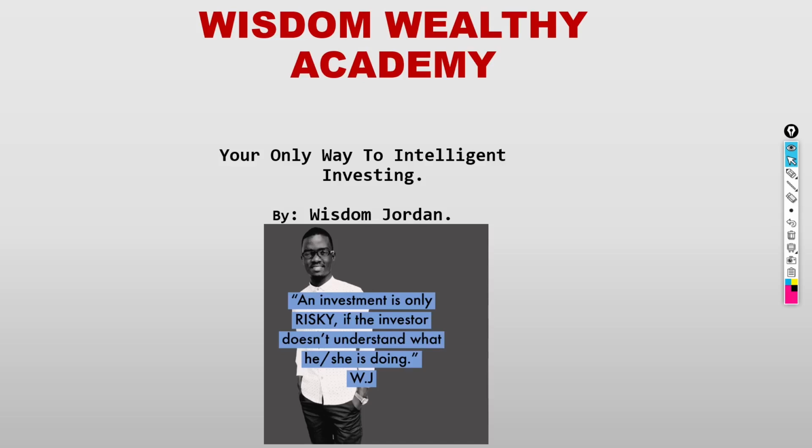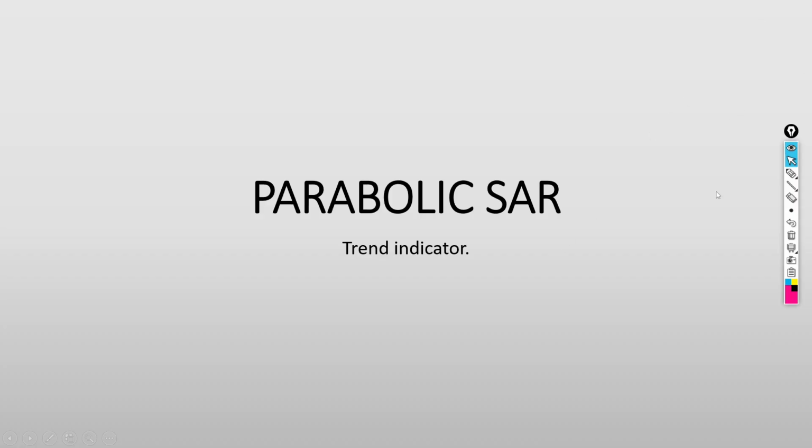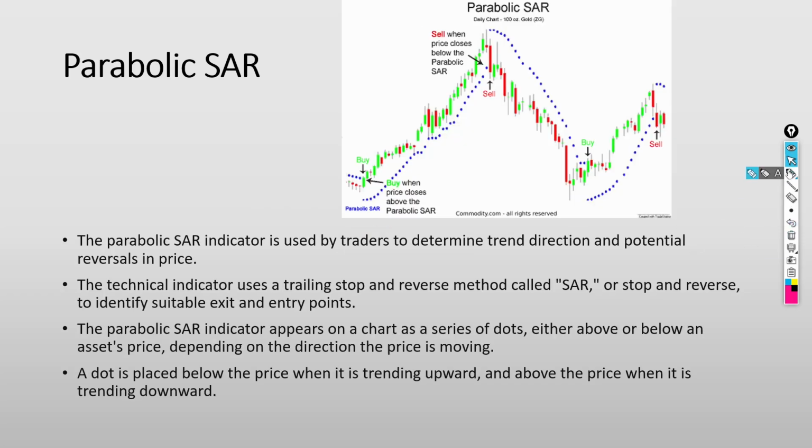So it's Wisdom Jordan right back here, and in this lesson we want to be looking at a new indicator. That indicator is called the parabolic SAR. It is a beautiful trend indicator. Okay, so the parabolic SAR looks like this.